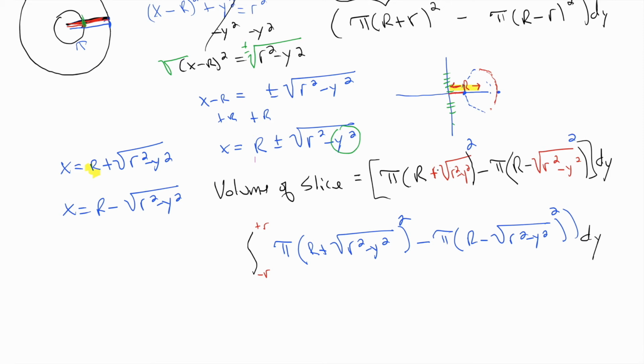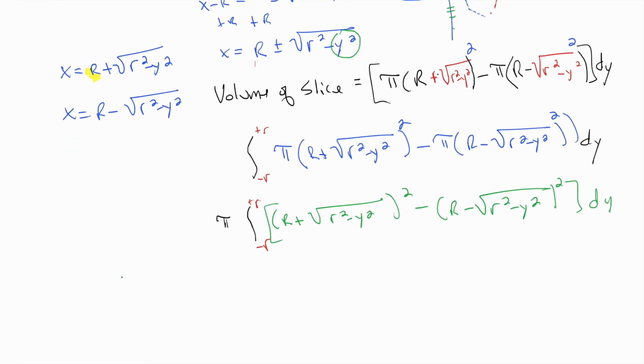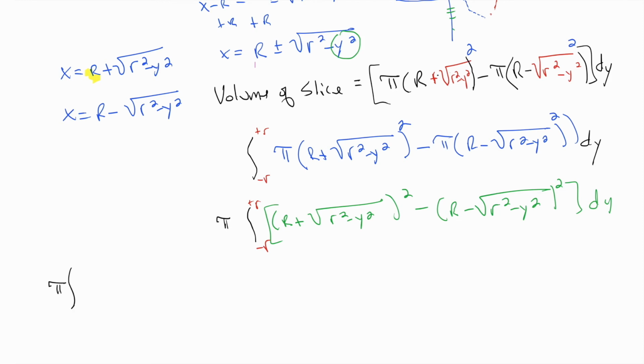First thing we can do is factor out a pi. Pi is a constant, you can take it right out of the integral, right? So pi comes right out. All right, so we're still going from negative r to positive r. Pi's are gone, now we have big R plus root r squared minus y squared, whole thing squared, minus big R minus root r squared minus y squared, close, squared, dy. Now we've got to do a massive FOIL explosion on this thing. Here we go. Pi going from negative r to positive r of, okay, so here goes.